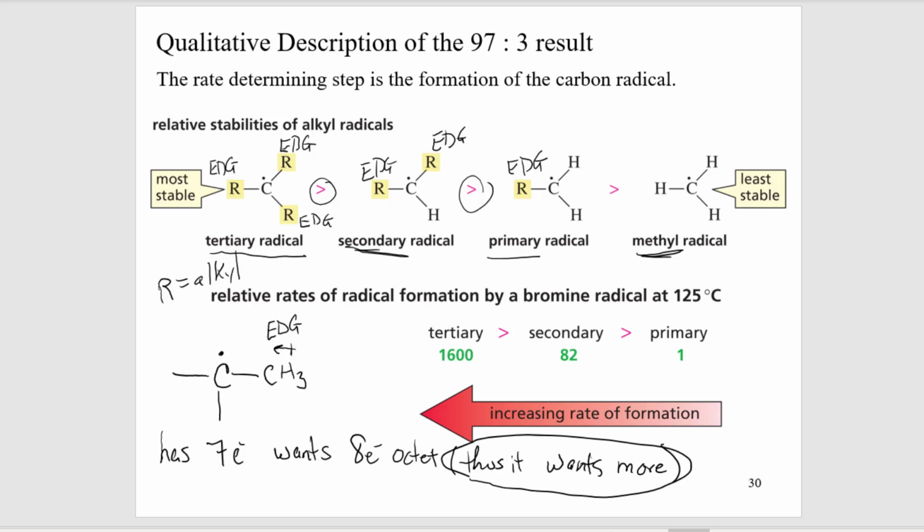And look at the relative rates of radical formation by a bromine radical. A tertiary carbon radical is 1,600 times faster than a primary, with the secondary in between. We're looking at relative rates here. Why? Because of the stability of the high energy intermediate that you're making.